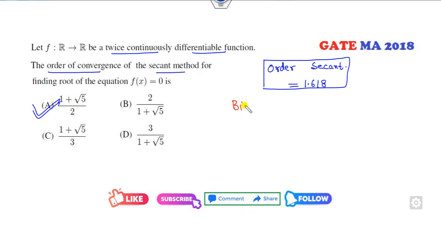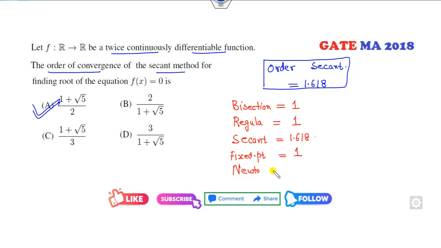I will tell you the order of convergence of the different methods. The bisection method always has order 1, that's linear convergence. Regula falsi has order of convergence 1. The secant method has order of convergence 1.618. The fixed point method has rate of convergence 1, and the Newton-Raphson method has rate of convergence 2. These are the orders of convergence.